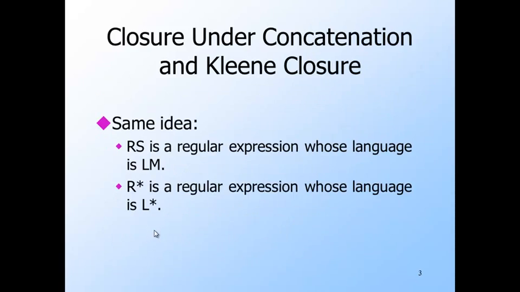The same idea works for concatenation and closure. Remember to draw parentheses around R and S if they are needed, like this. For example, if R is 0 plus 1 and S is 0, then you need to write the expression with parentheses around the 0 plus 1, otherwise you'll get the wrong language. You don't need the parentheses around the 0.